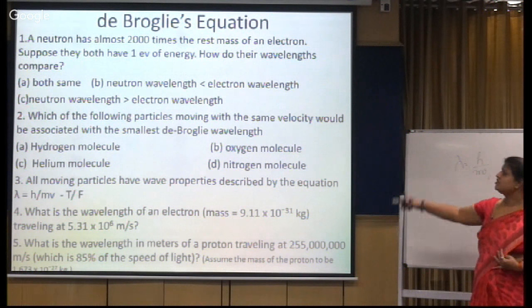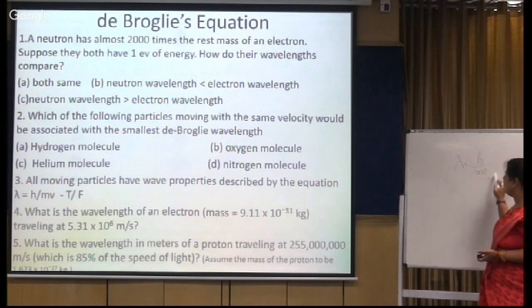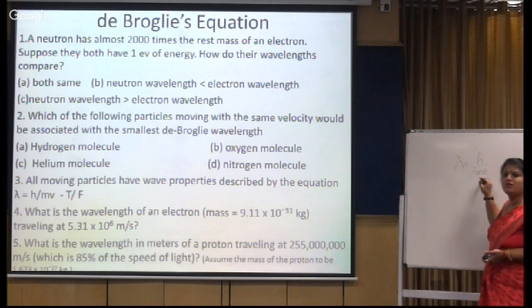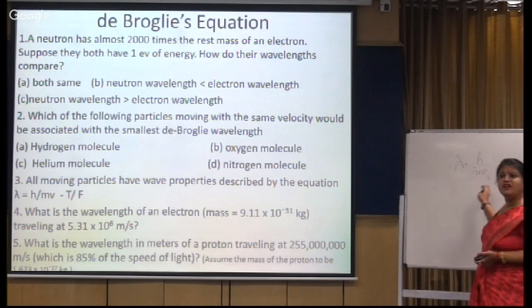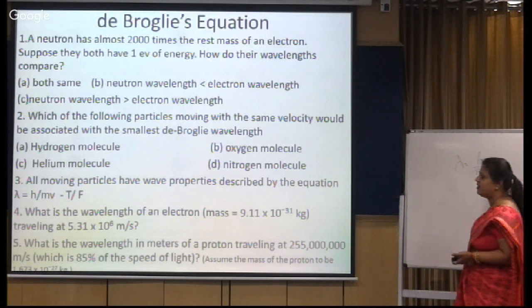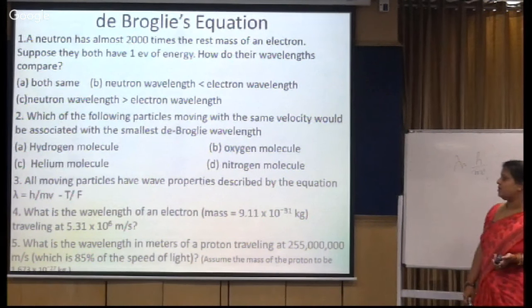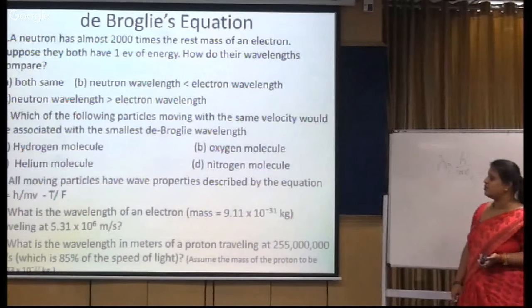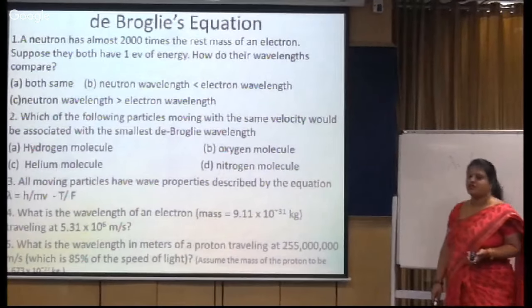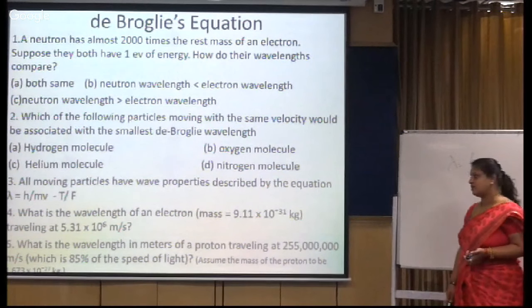See, all these numericals are basically surrounded by the basis of this equation only. They can be solved on the basis of this mathematical expression. There is no need to feed in the values of the various constants or variables here. Now, all moving particles have wave properties described by the equation lambda is equal to h by mv. True or false? True.